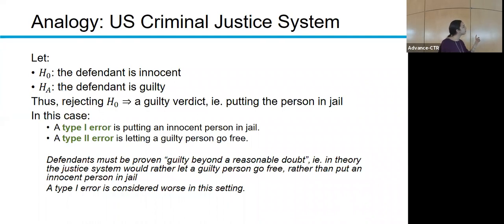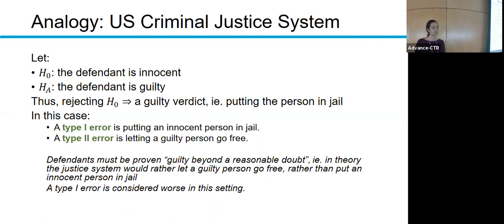If we let the null represent that the defendant is innocent and the alternative be that the defendant is guilty, then what this setup is going to imply is that if we reject the null, that's going to mean that the people have decided that it's a guilty verdict. So the person's going to go to jail. And so that just helps understand the setup. In this case, a type 1 error, which would be rejecting the null given that the null is true, would mean that an innocent person is going to go to jail. On the other hand, a type 2 error is going to be letting a guilty person go free.